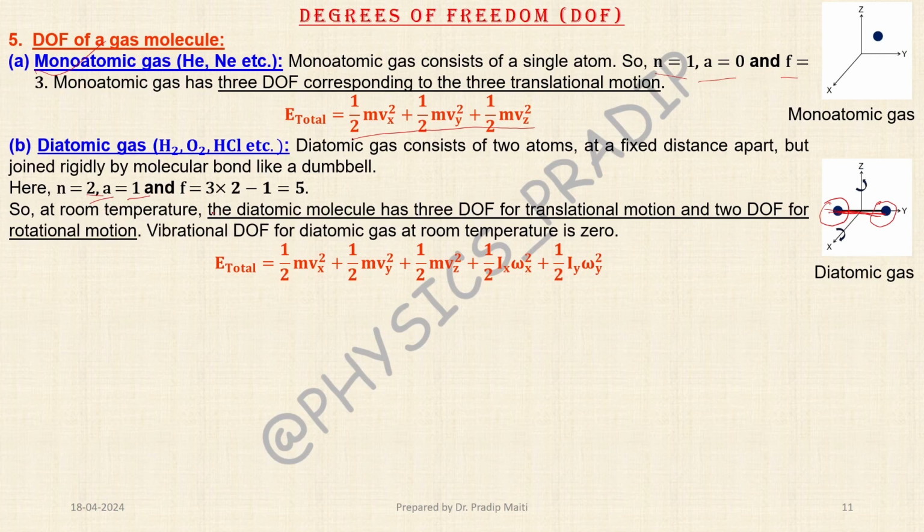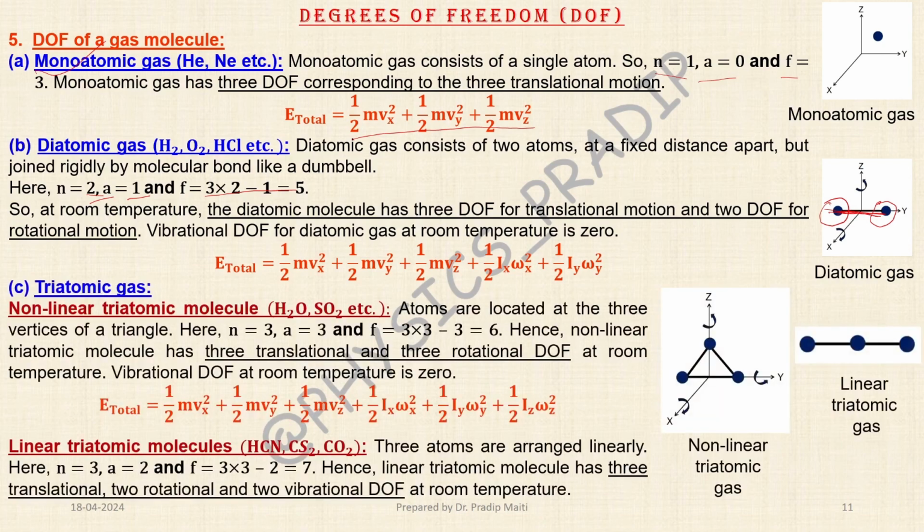As there is only one bond, there is only one restriction, A equals 1, and degrees of freedom is given by F equals 5. So at room temperature, a diatomic molecule has 3 degrees of freedom for translational motion and 2 degrees of freedom for rotational motion, and the vibrational degrees of freedom of a diatomic molecule is 0 at room temperature. Remember these points. And if we give some energy, it will be distributed in 3 translational degrees of freedom and 2 rotational degrees of freedom at room temperature.